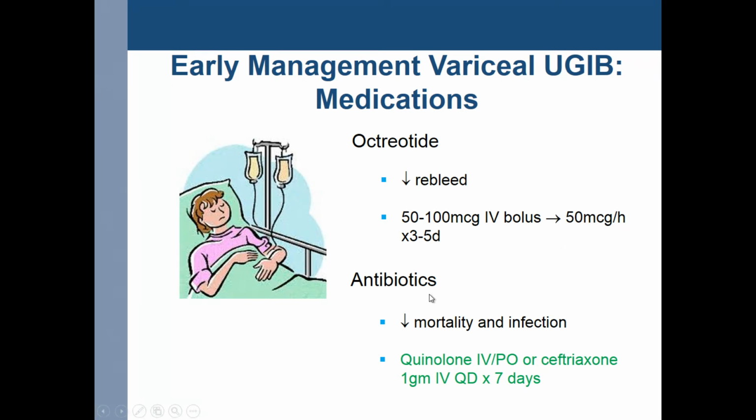Antibiotics is very important because multiple studies have shown that the use of antibiotics in these cirrhotic patients who are having upper GI bleed decreases mortality as well as infection rates. The antibiotics that should be administered would be either a quinolone in IV or oral form or ceftriaxone 1 gram IV Q-day for 7 days.